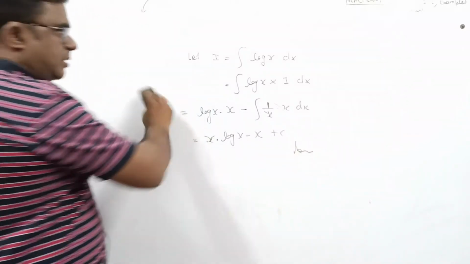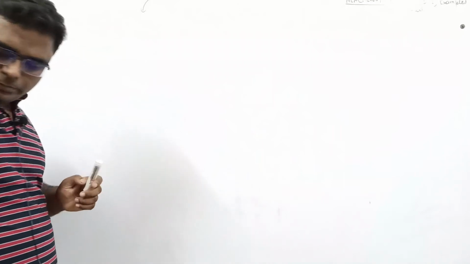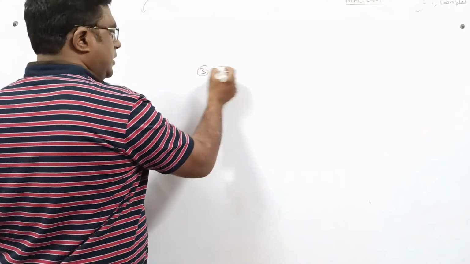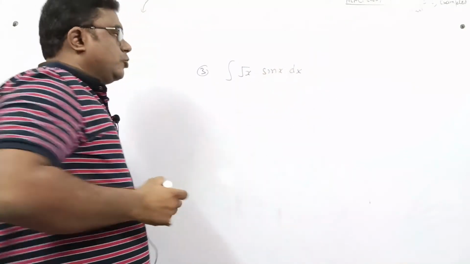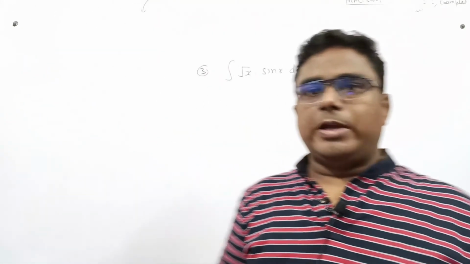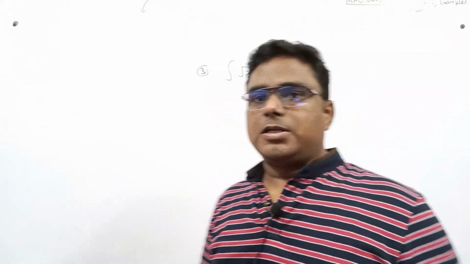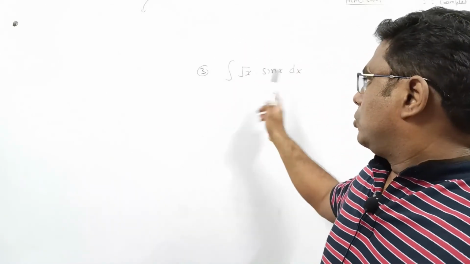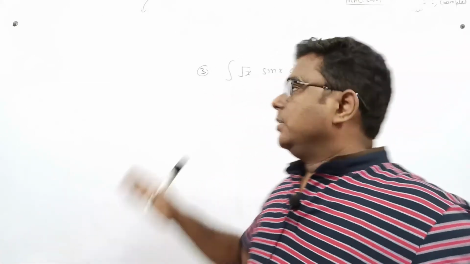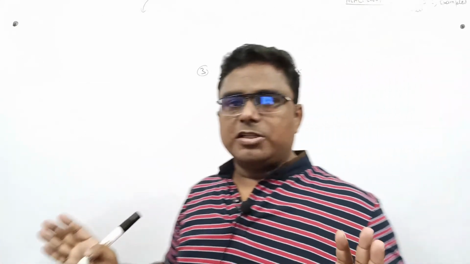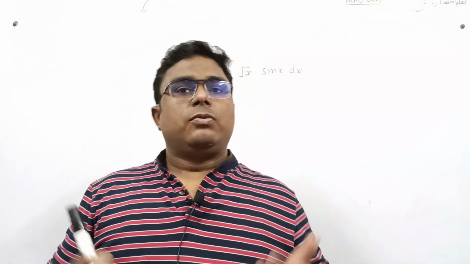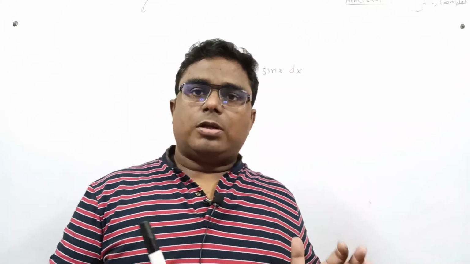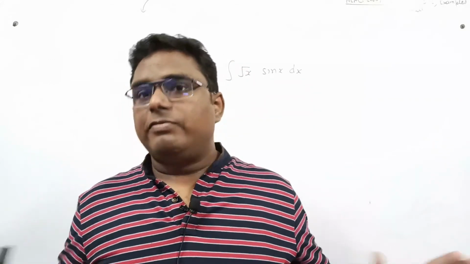I will write one more example for you. Example 3, integral root x into sin x. Now students, it is not possible to apply integration by parts here. Although two functions are in multiplication, an algebraic function and a trigonometric function, even then you cannot solve this question by integration by parts. Why? Because actually it is not the derivative of any function, so its integration will not be possible.